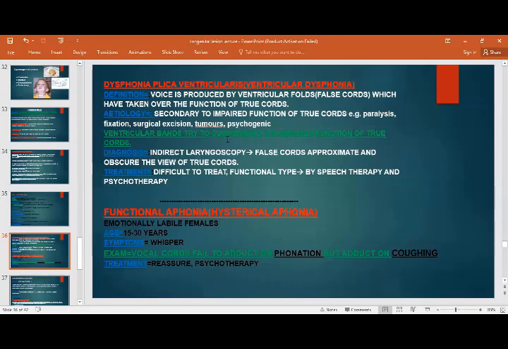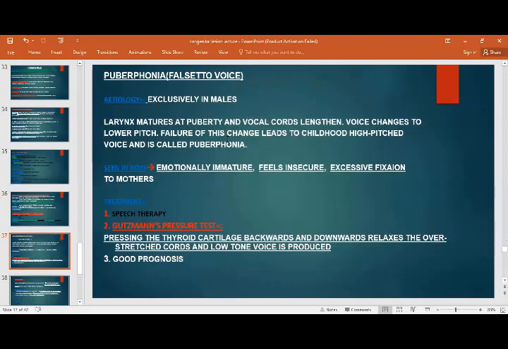Puberphonia, again, is seen almost exclusively in males, mostly in boys who are emotionally immature and very attached to their mothers. What happens basically? The larynx matures at puberty and the vocal cords lengthen, and the voice changes. What would be the effect of it? The patient would have a lower pitch, a low voice, a girlish change of voice, and this is called puberphonia.